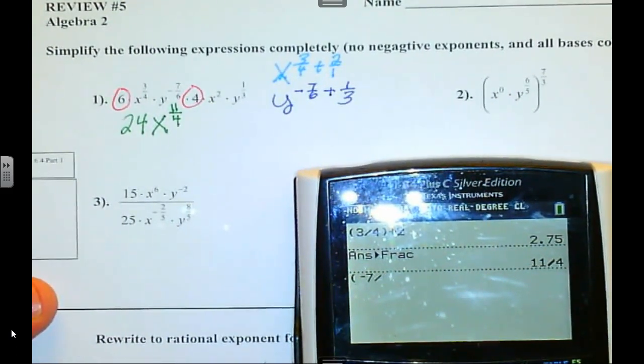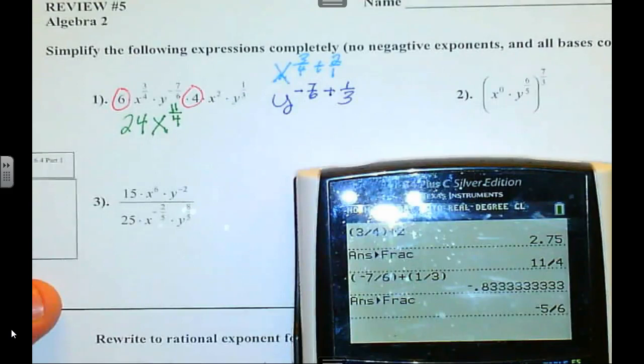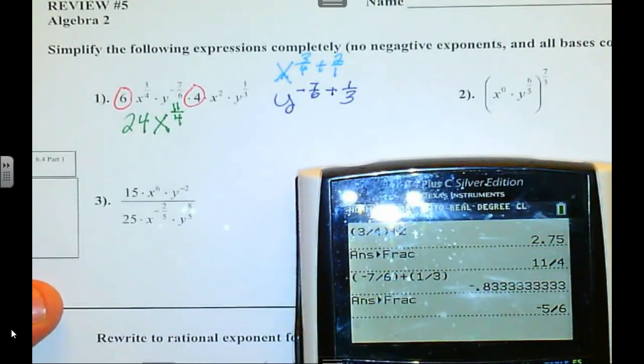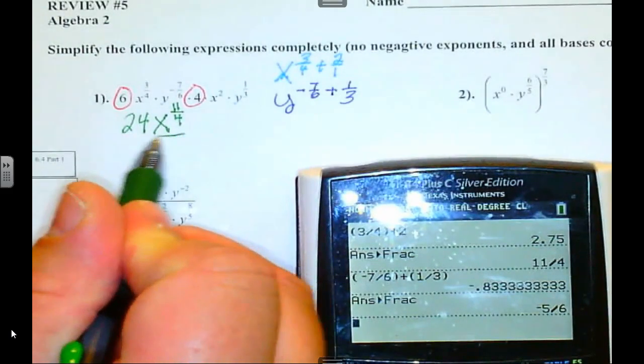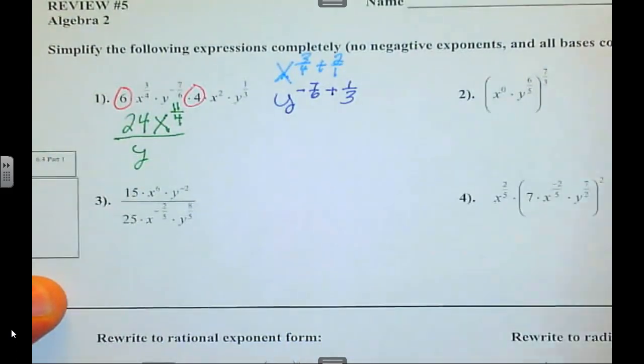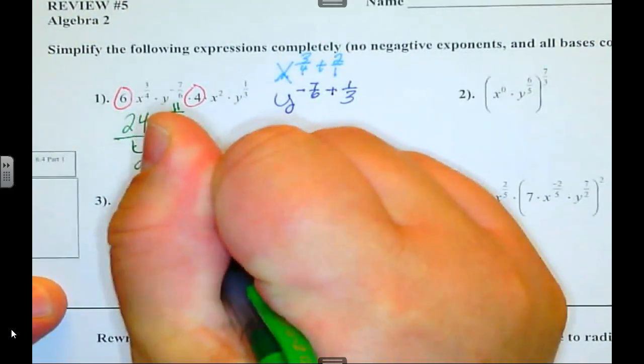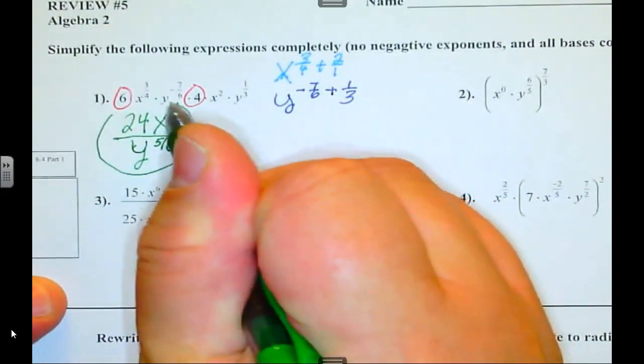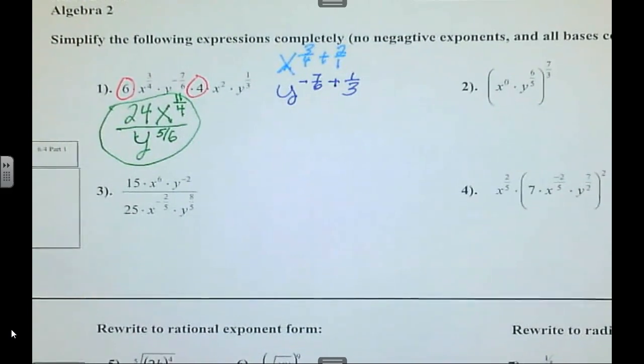Can you leave them added up, or do you want them to be combined? No, they have to be combined. Okay, so I have negative 7/6 plus 1/3. I hit math, enter, enter. I get a negative 5/6. So where's my y going to go? On the bottom. Put my y, and my 5/6 becomes positive. See how easy that is?